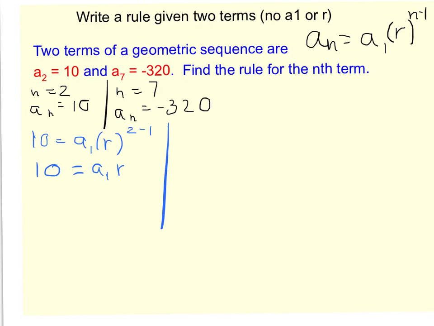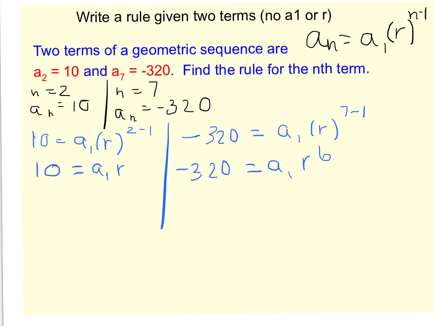Then for the second term, I know that a sub n is negative 320 and n is 7, so I'm going to plug that in. Negative 320 equals a sub 1 times my ratio to the 7 minus 1, and when I simplify that, I get a sub 1 times r to the 6th.